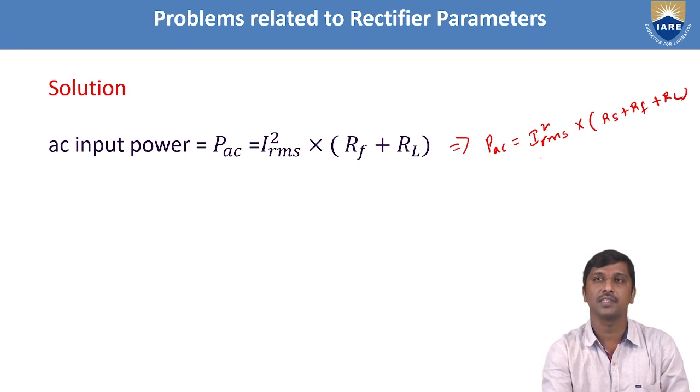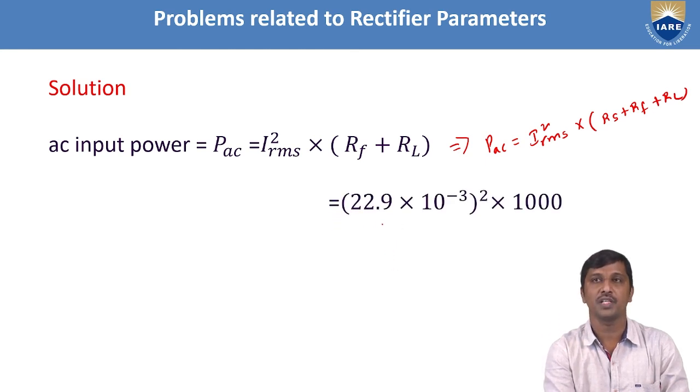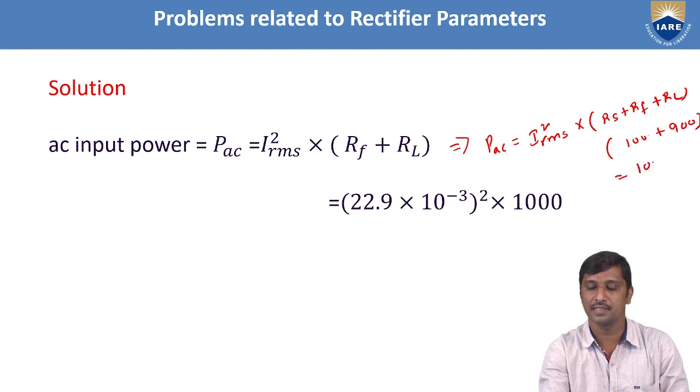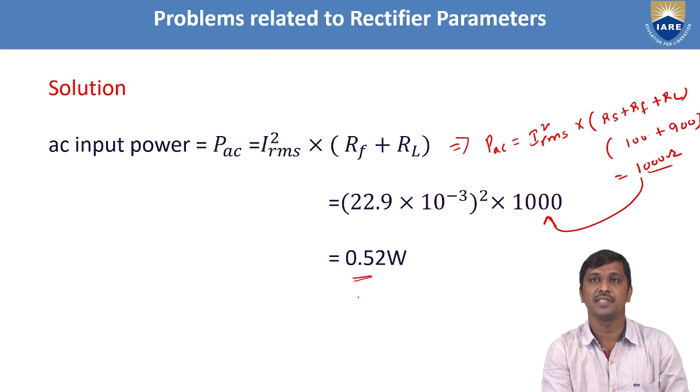And just now we obtained this RMS current. What is the IRMS value? 22.9 into 10 to the power of minus 3, that means 22.9 milliamperes, whole square. And we know that RS plus RF they given as 100 ohms, and load resistance they given as 900 ohms. The total resistance is 1000 ohms. Hence, directly I substituted here. Then you can multiply these: 22.9 into 10 to the power of minus 3 whole square into 1000, and it gives the AC input power as 0.52 watts here.